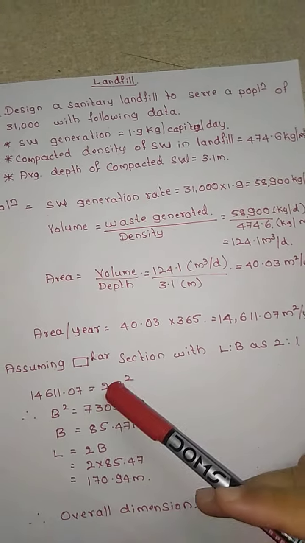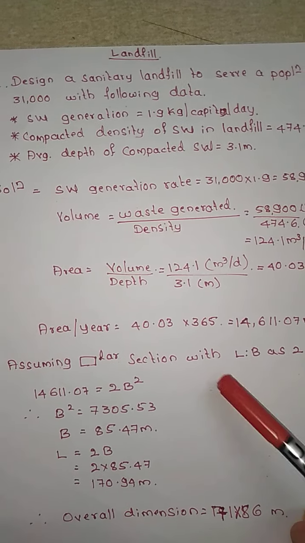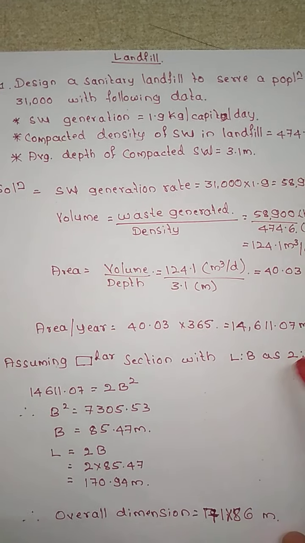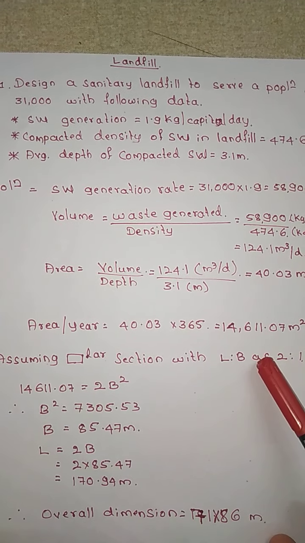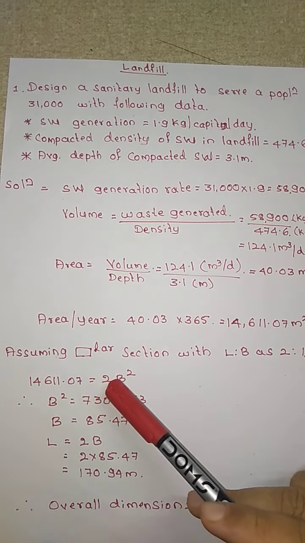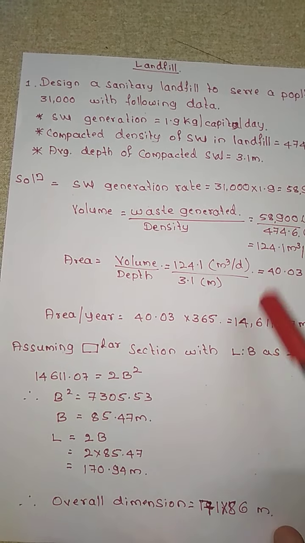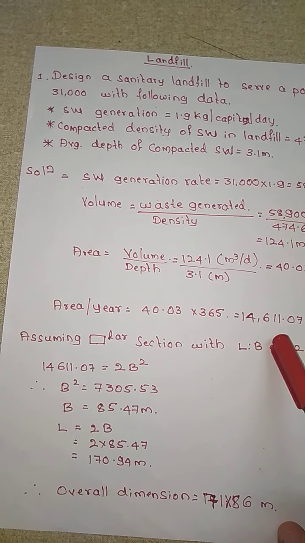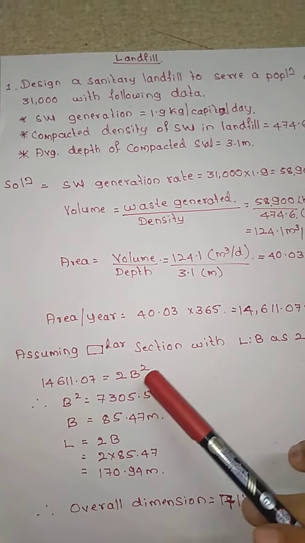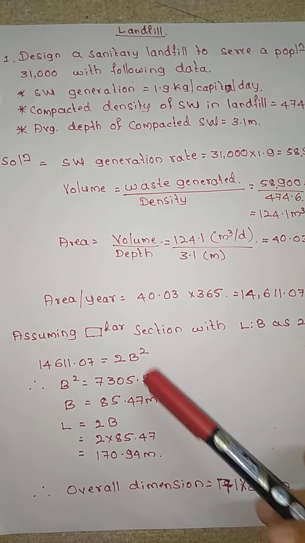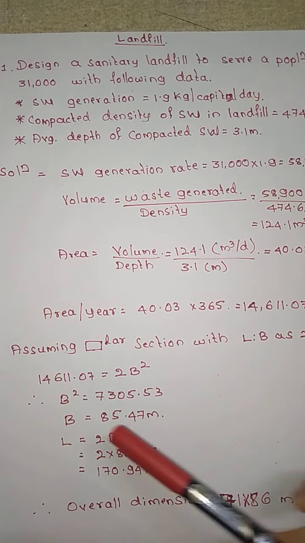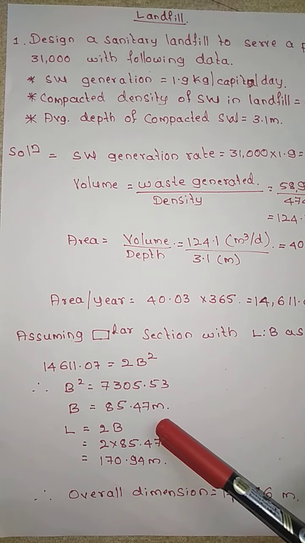Now assuming the area as a rectangular section, we are going to keep length and breadth as 2:1. That means the length will be 2 times the breadth. So the area is equal to length into breadth. The area we have found is 14,611.07, and L into B is 2B multiplied by B, so we have 2B square. B square we get as 7305.53, and B we get as 85.47.